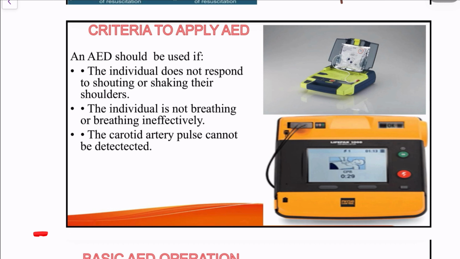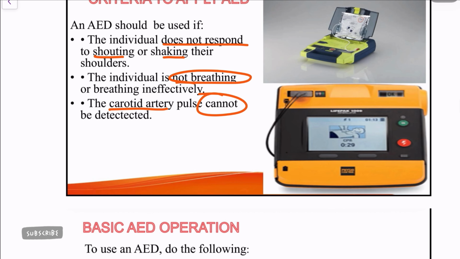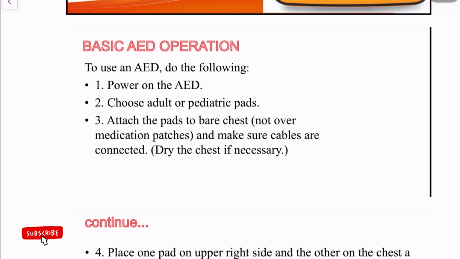An AED machine should be used if the individual does not respond to shouting or shaking, is not breathing, and the carotid pulse is not palpable. We will use the AED machine, and there are different types of AED machine. Here you can see two diagrams.